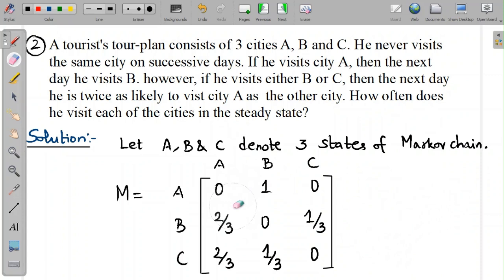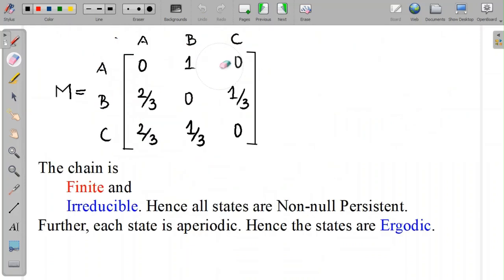And the question wants us to calculate the steady state probabilities directly. We just once again examine and find out that this Markov chain is in fact finite, irreducible, and all states of the Markov chain are aperiodic. Therefore, the states are also ergodic. And because of the ergodic nature of the Markov chain, we know that we can apply the concept of the steady state probabilities here, which we can do.